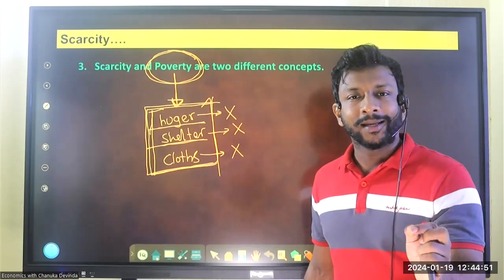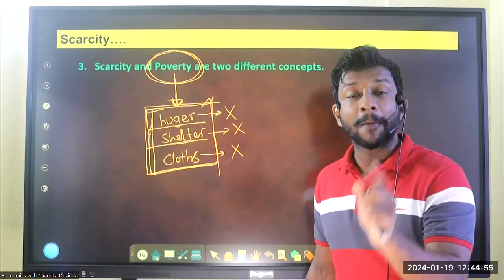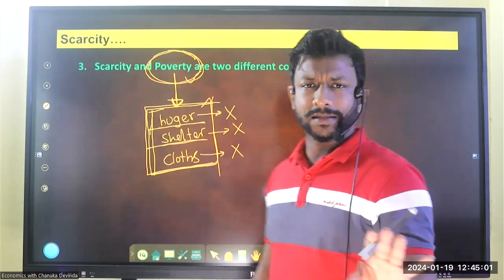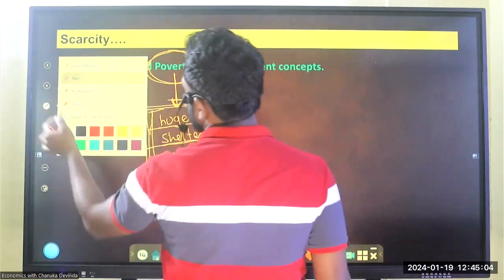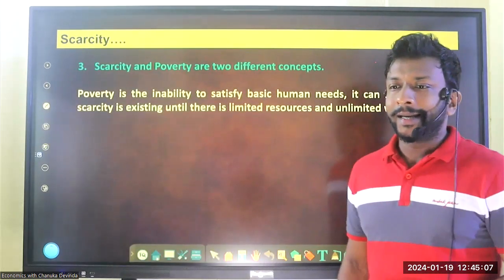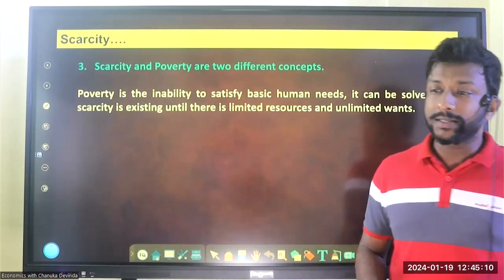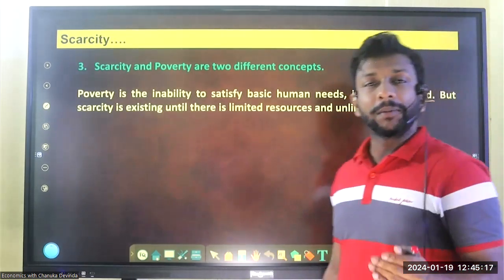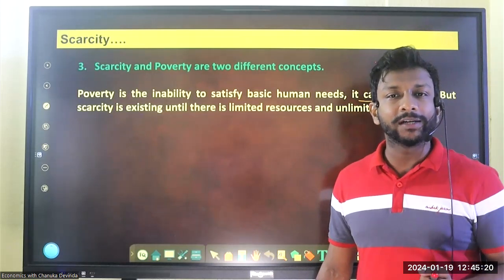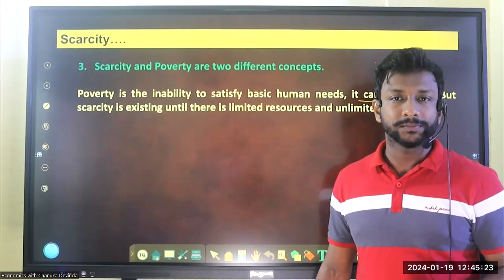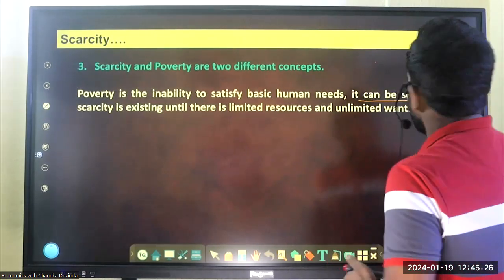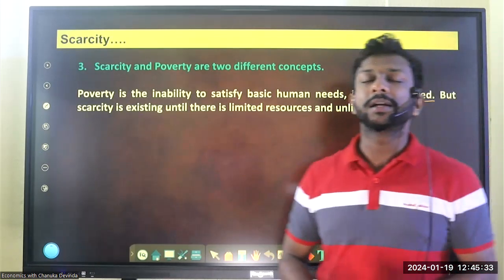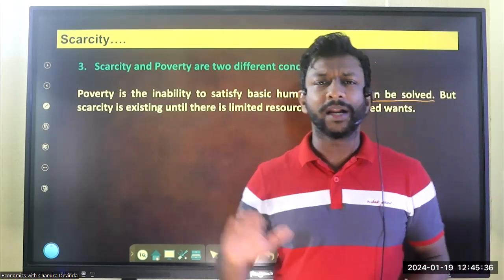So that means he doesn't have sufficient resources to satisfy basic human needs. That means poverty. But scarcity is a kind of different concept, right? So here, poverty is the inability to satisfy basic human needs. It can be solved. Poverty can be solved. Why? There are so many people who were suffering from poverty, but now they became rich people, right? But scarcity exists as long as there are limited resources and unlimited human wants. Scarcity cannot be eliminated, right?